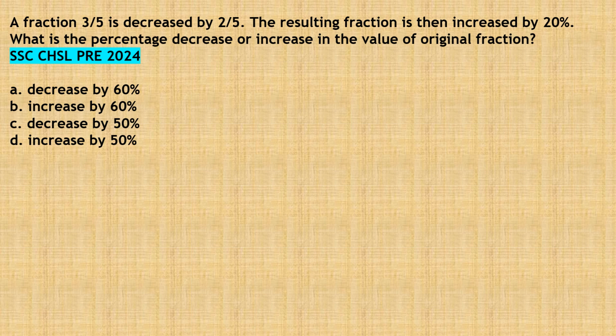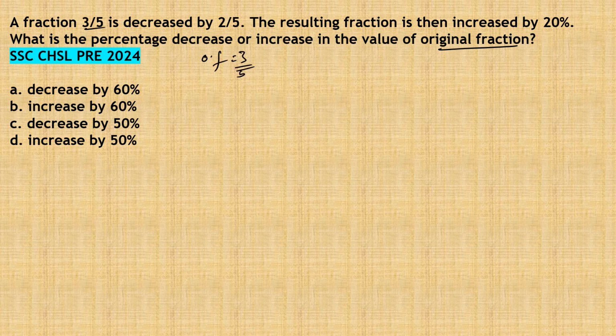A fraction 3 by 5 is decreased by 2 by 5. The resulting fraction is then increased by 20%. What is the percentage increase or decrease in the value of the original fraction? What is original fraction? That is 3 by 5. Original fraction is 3 by 5.